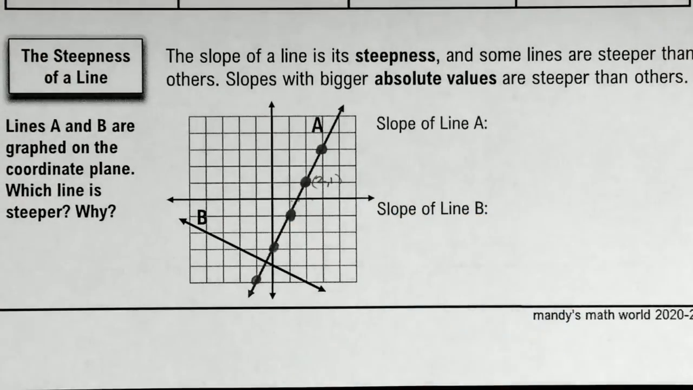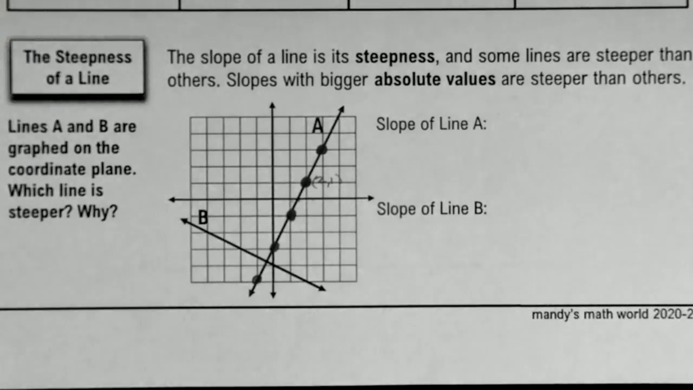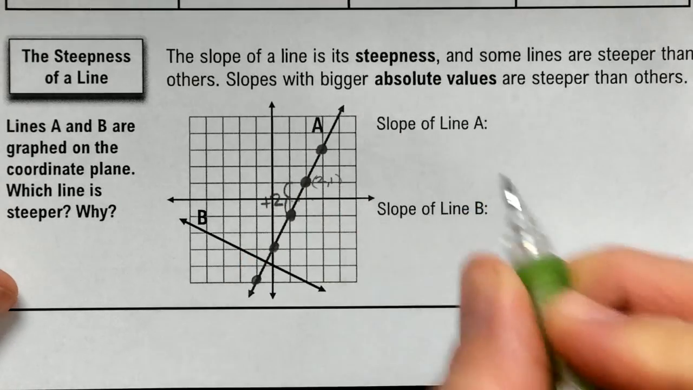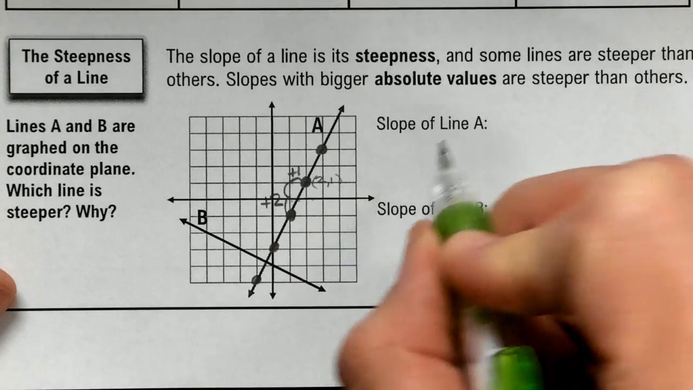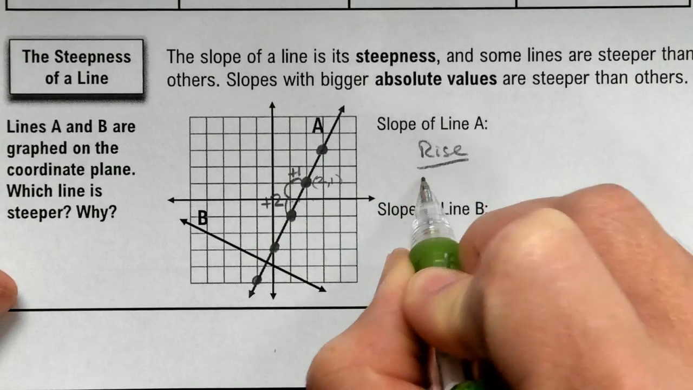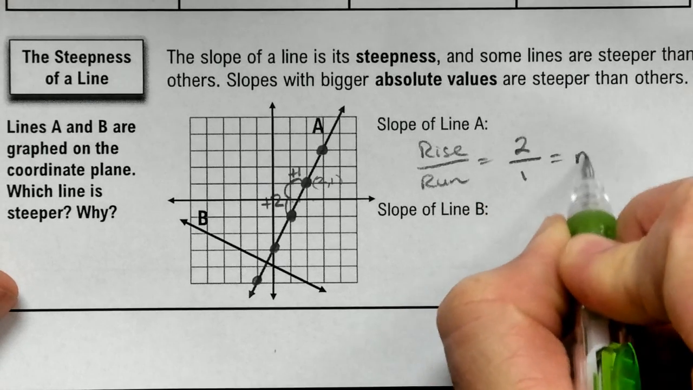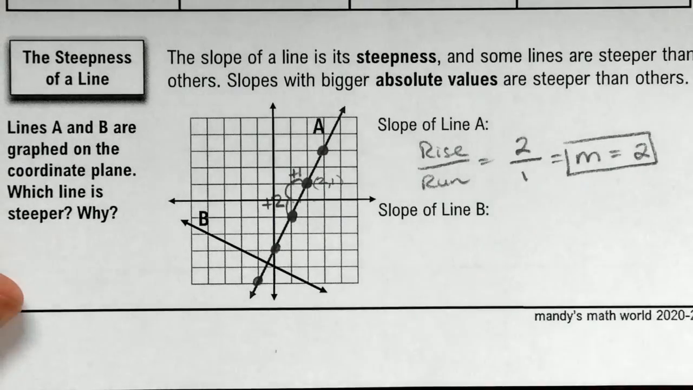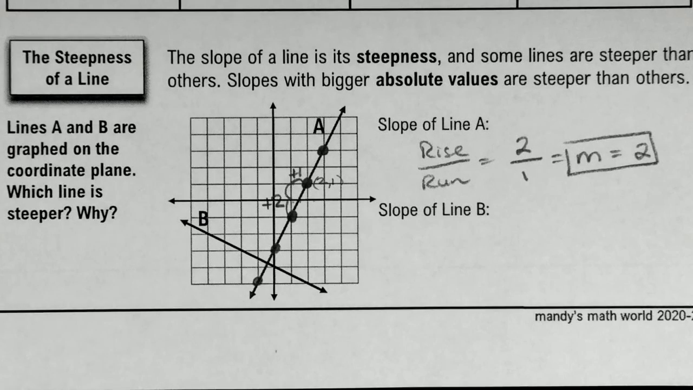All right, cool. So Graham, help me out. What's the rise? How much am I rising? 2. Up 2. I went up 1, 2. How much am I running? 1. So slope is rise over run. So I'm rising positive 2, I'm running 1. So m is equal to positive 2. Like I said, this ain't hard, guys.